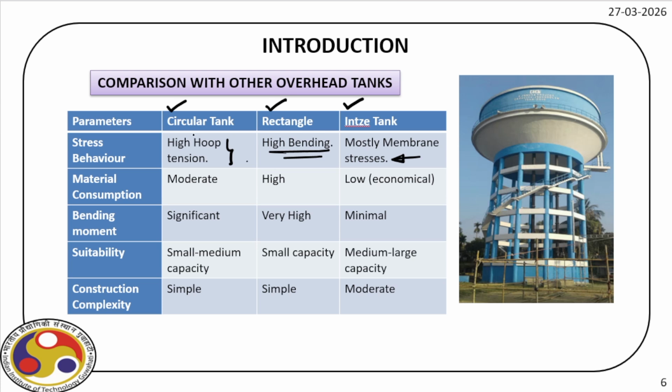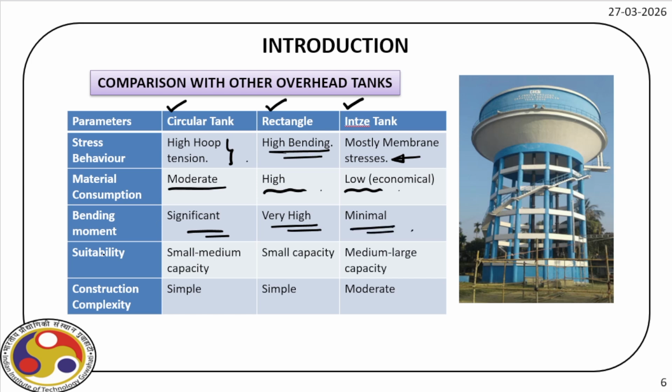Then the material consumption for circular tank is moderate. For rectangular tanks, it is very high, and out of all three combinations, Intze tank has low, and hence it is economical compared to other options. Bending moment is significant in case of circular tank. For rectangular tank, it's really very high, and in case of Intze tank, it is minimum.